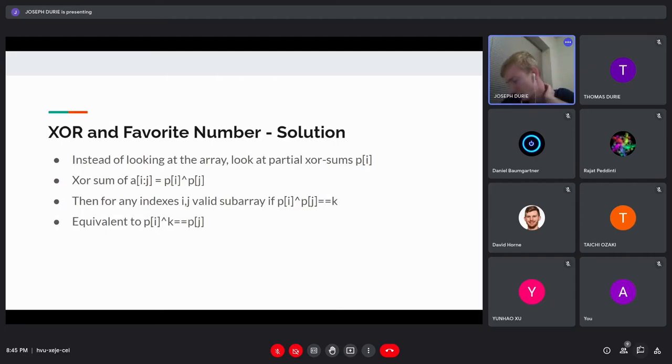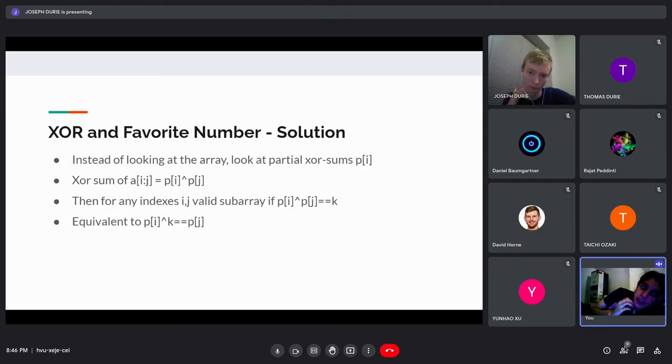I guess the idea is, if we're adding an index i, how do we update the number of subarrays that i would be an endpoint of that XOR to K? Because for each of those subarrays, we need to find some P_j such that P_j equals P_i XOR K. A more specific question, for a given value of P_i, let's say it's 5 or something, right? What would be its sort of contribution to the count? Think of how to answer that specifically.